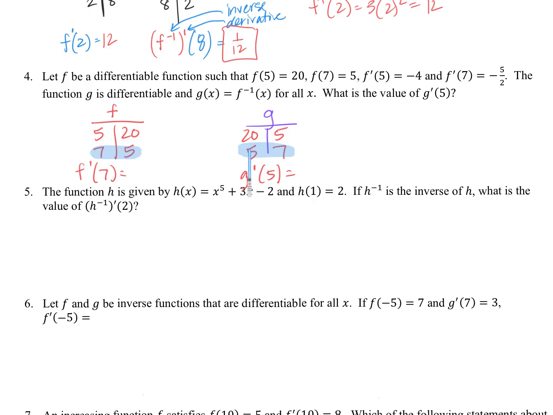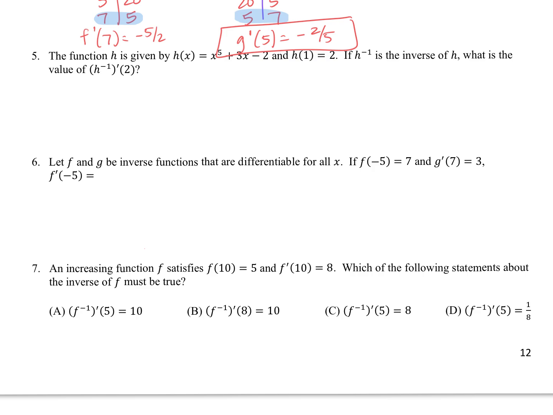Since (7, 5) is the inverse point of (5, 7). Did they give us what f prime of 7 is? Perfect. If f prime of 7 is negative 5 halves, what would g prime of 5 be? Good. We keep the negatives, you guys. Perpendicular slopes are opposite reciprocals. Inverse slopes are just reciprocals.